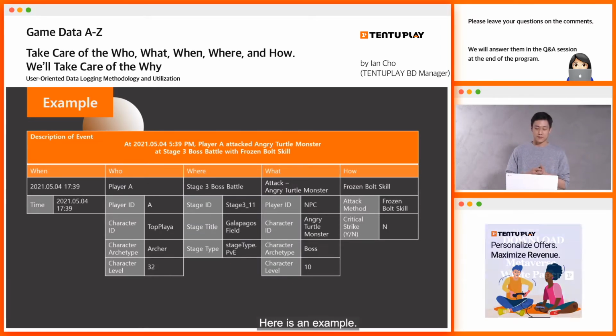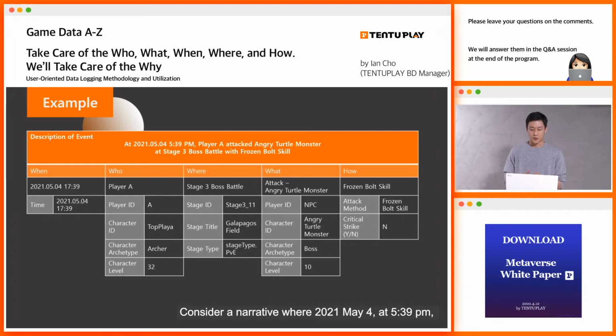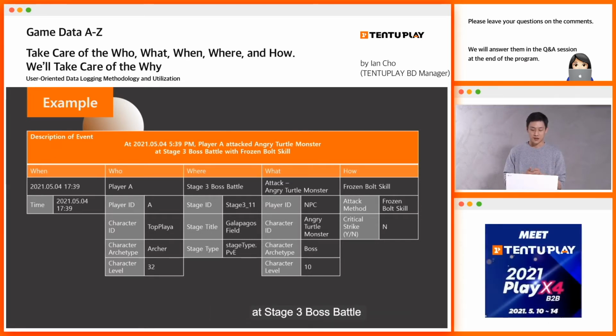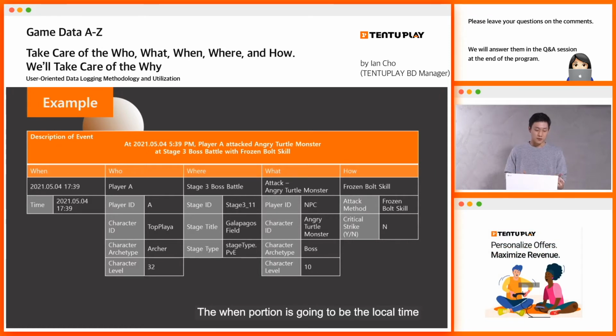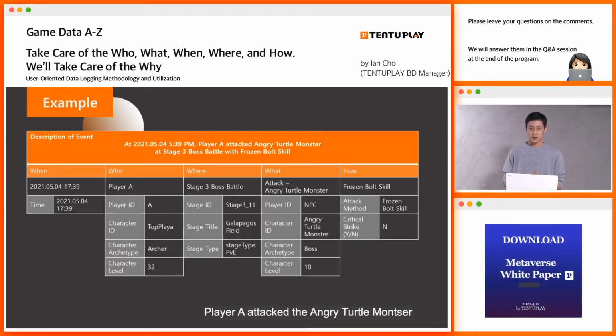So here's an example. Consider a narrative where in 2021, May 4th at 5:39 p.m., player A attacked an angry turtle monster at stage 3 boss battle using a frozen ball skill. So this is going to be kind of similar to any of the RPG games. The when portion is going to be the local time, who, player A, where, at stage 3 boss battle, what happened? Player A attacked an angry turtle monster. How? By using a frozen ball skill.